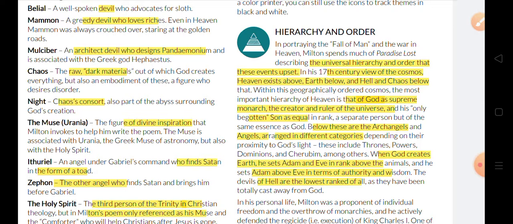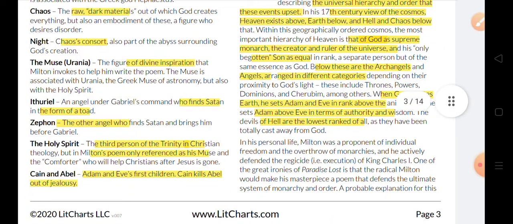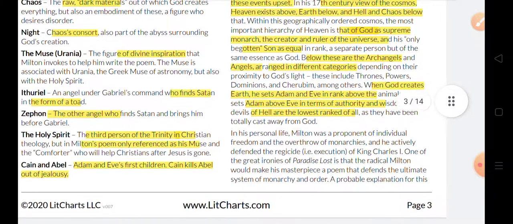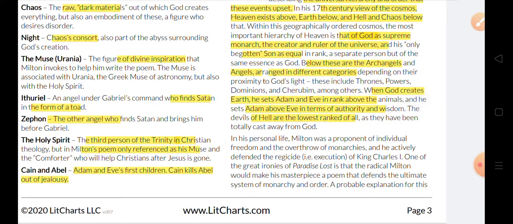In the 17th century view of the cosmos, heaven exists above, earth below, and hell below the earth. God is the supreme monarch, the creator and ruler of the universe, who has an only begotten son. Below these there is an order: first the creator, God, and then his son, according to Christianity. And then below that are archangels, and then other angels arranged in different categories and ranks.